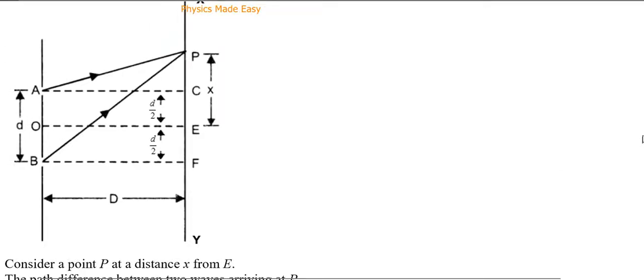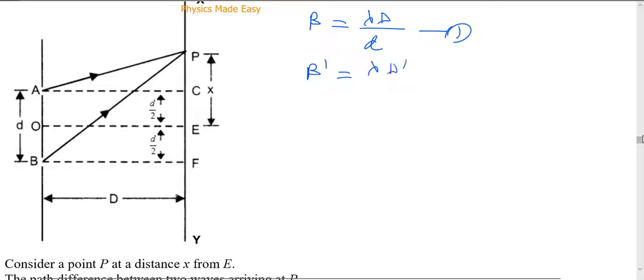Yes. So now the first case is beta is given by lambda capital D by small d. Now we are moving this screen towards the source, in this direction, and the new distance comes up to be D dash. Now this is equation number 2. Obviously if D decreases, beta dash will also decrease.